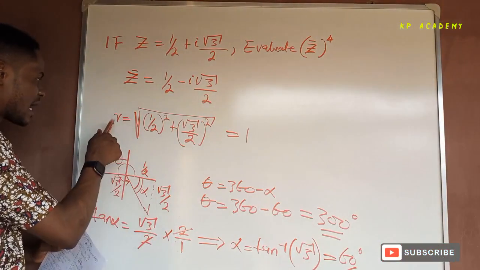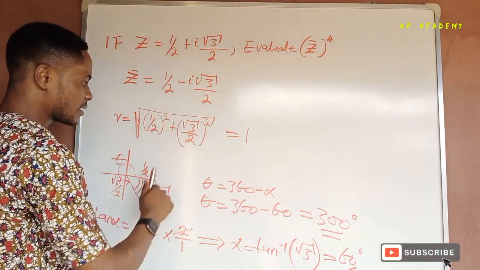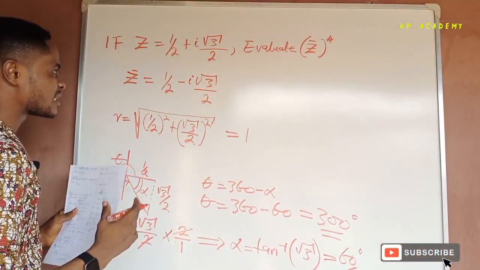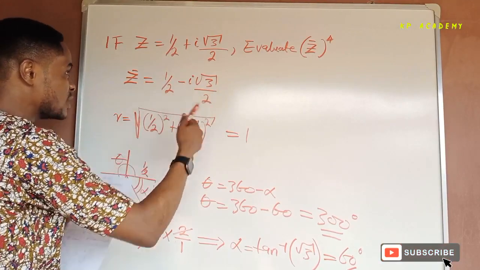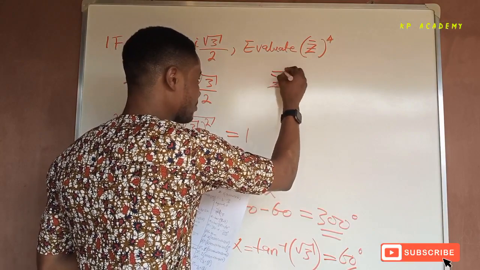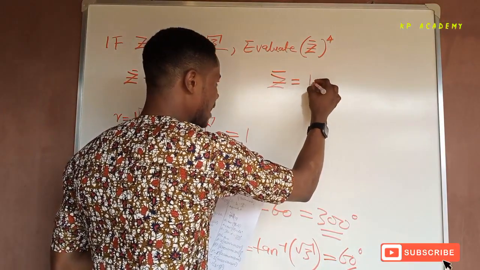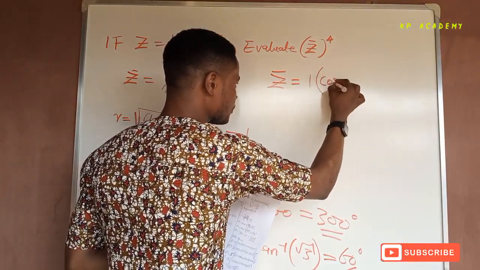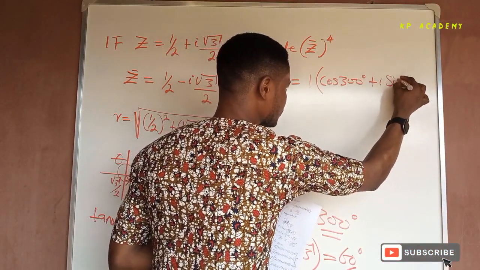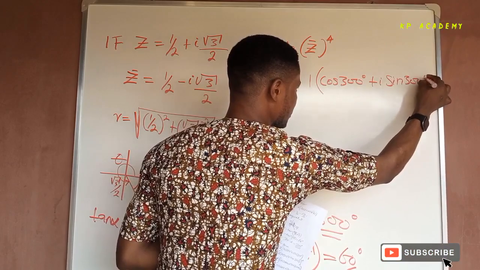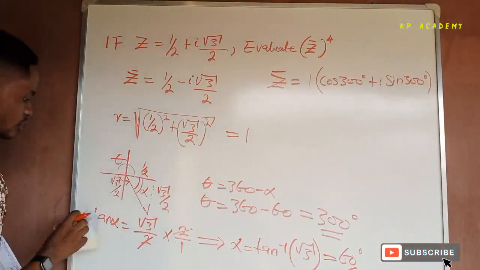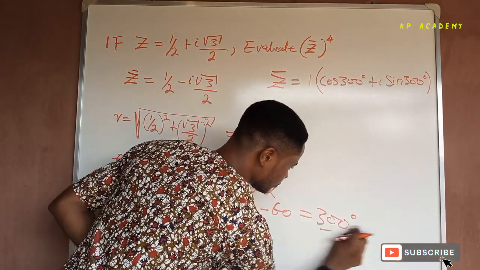So don't forget our modulus is 1 and our argument is 300 degrees. Now having gotten that, we can put this complex number into polar form. Therefore the polar form of this complex number z bar is equal to 1 into cos 300 degrees plus i sine 300 degrees. Okay, let me just clean up. Please do well to take down this note, very important.